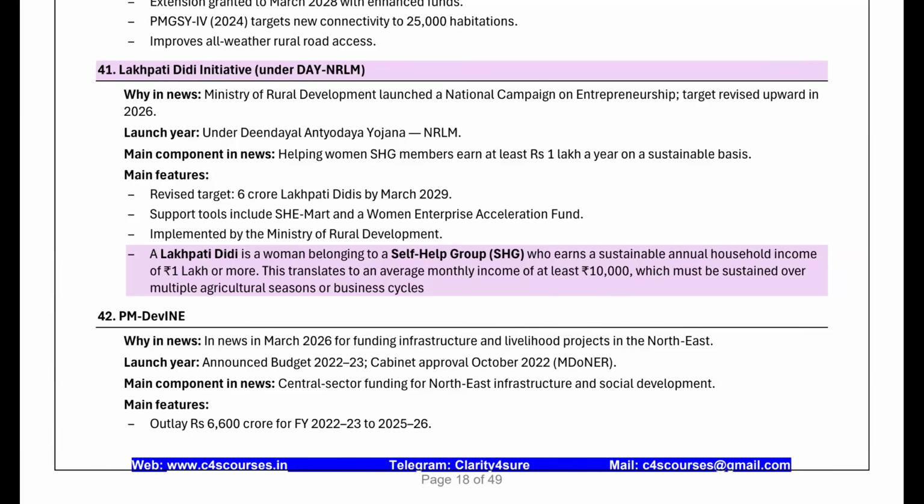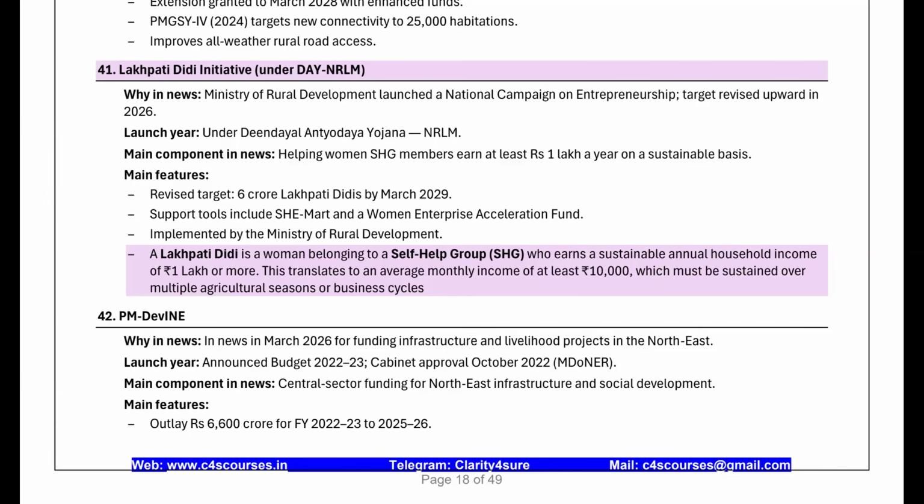So the key points you should understand: it is providing infrastructure development in the northeast, because it is related to the northeastern region only, and 100% central funding. State funding is not there. Second important point, it is a 100% central funding scheme. Third, implemented through NEC, it supports livelihoods and connectivity. Are you all getting my point?